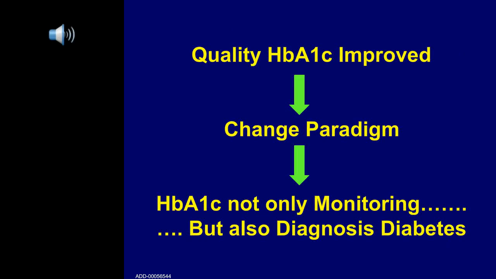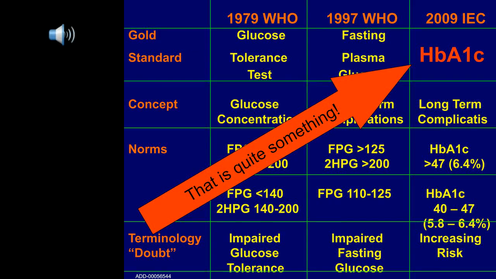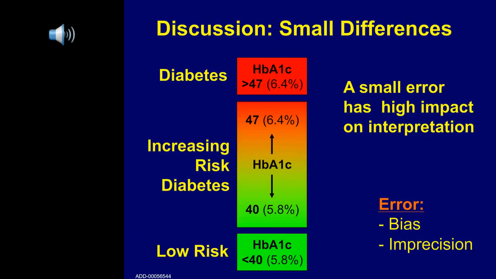And because quality of HbA1c improved that much, there's also a change in paradigm. HbA1c is not only used anymore for monitoring, but also for the diagnosis of diabetes. And that's quite something. HbA1c, gold standard for diagnosis, where previously it was the fasting plasma glucose or the glucose tolerance test. Not everybody agrees. There is discussion about it.